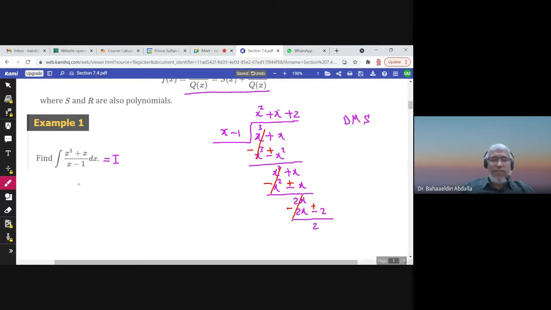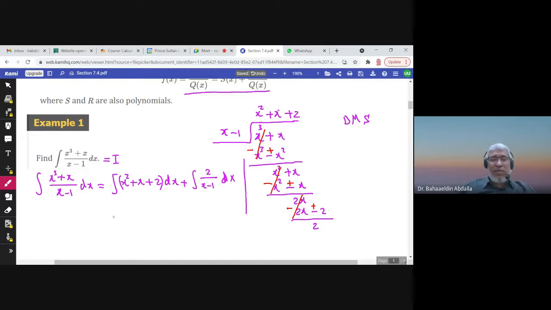So now I can write the integral of (x cubed plus x) over (x minus 1) dx as the integral of the quotient, x squared plus x plus 2, dx, plus the integral of the remainder, which is 2 over x minus 1, the divisor, dx.